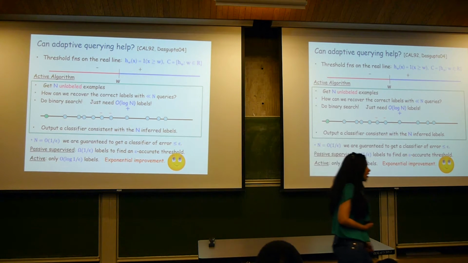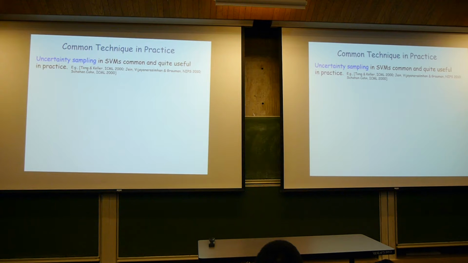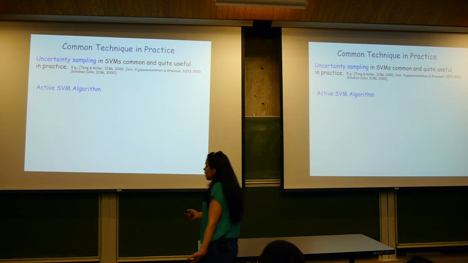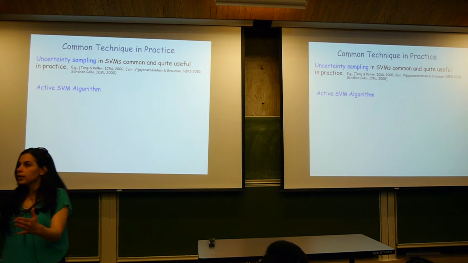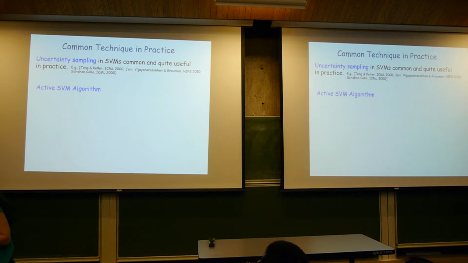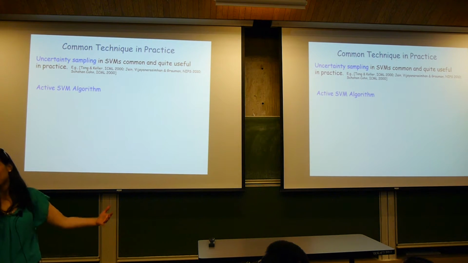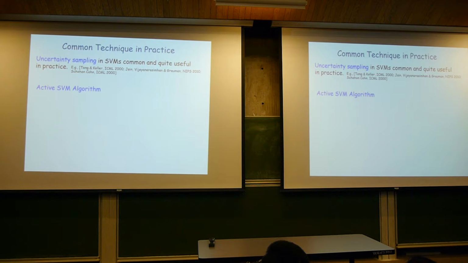Let me tell you a heuristic that is very commonly used in practice. It's also nicely related to things we've been talking about in the past couple of lectures. It's called uncertainty sampling. I'm going to describe it using a concrete algorithm, namely the active SVM algorithm. We saw SVM two lectures ago, and semi-supervised SVM, and today we're seeing active SVM. So what is the active SVM algorithm?